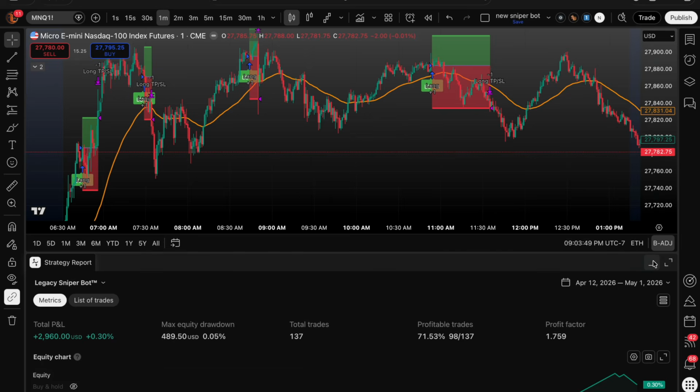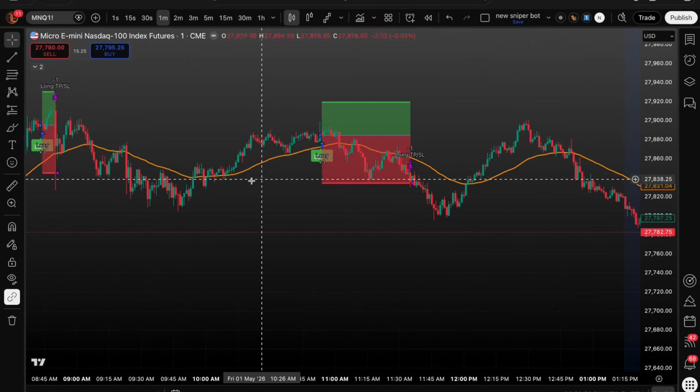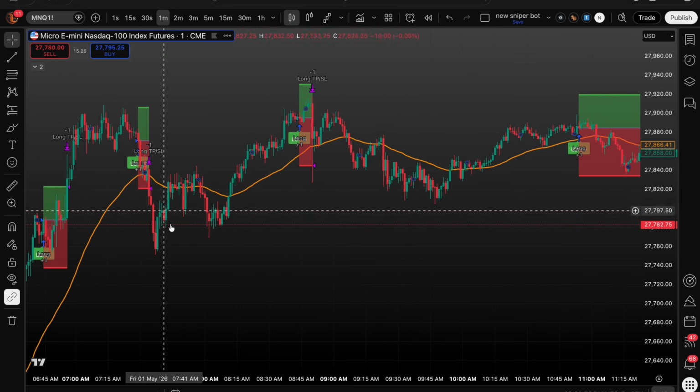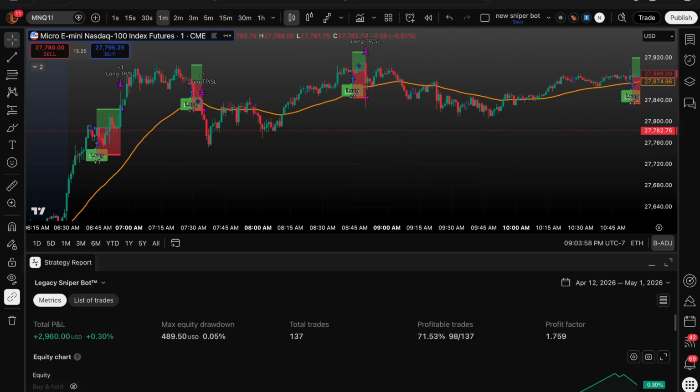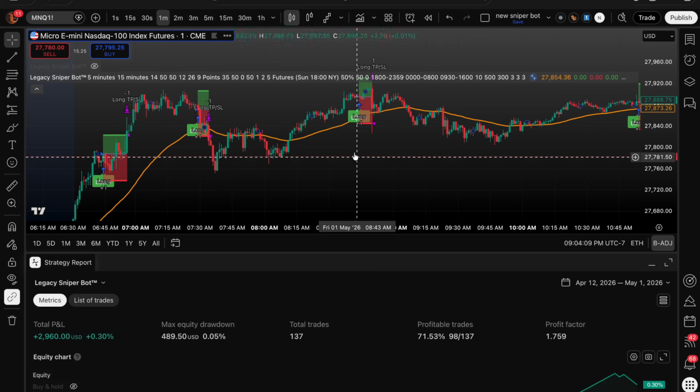All right, so let me actually introduce to you the new Legacy Sniper Bot, which is basically my newest indicator strategy that I will be releasing hopefully in June if May goes well. It's actually in beta testing right now. So this is what it looks like by default settings.